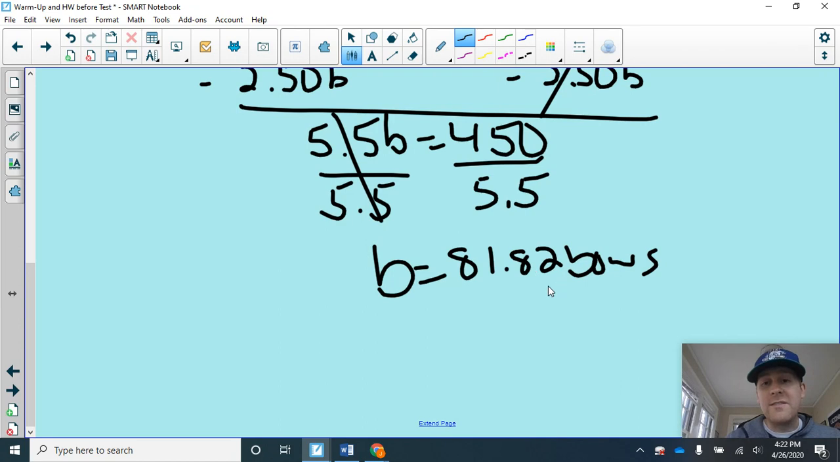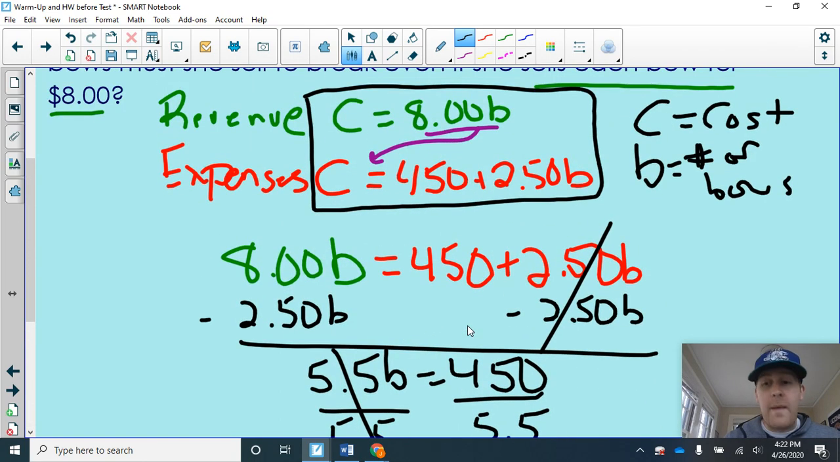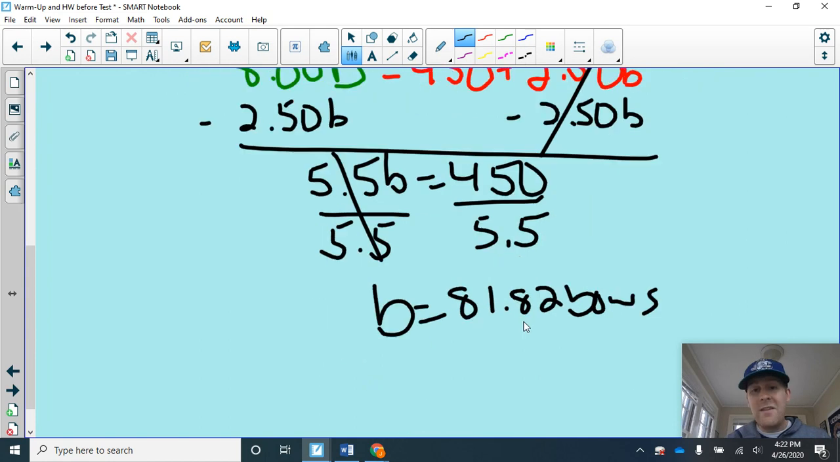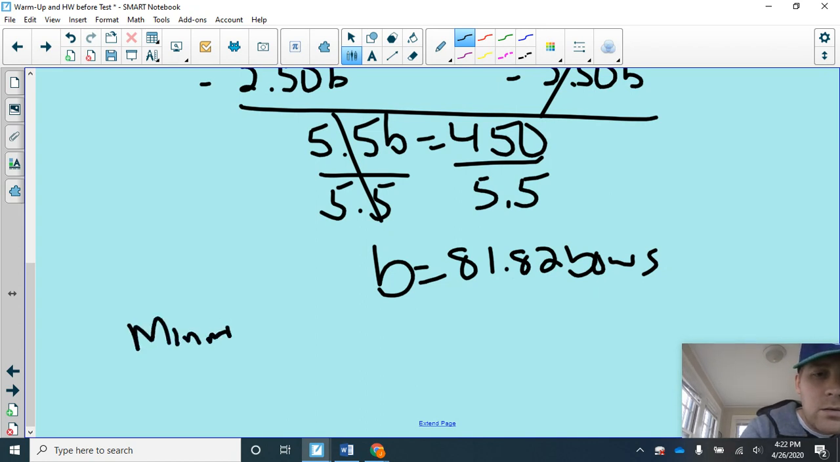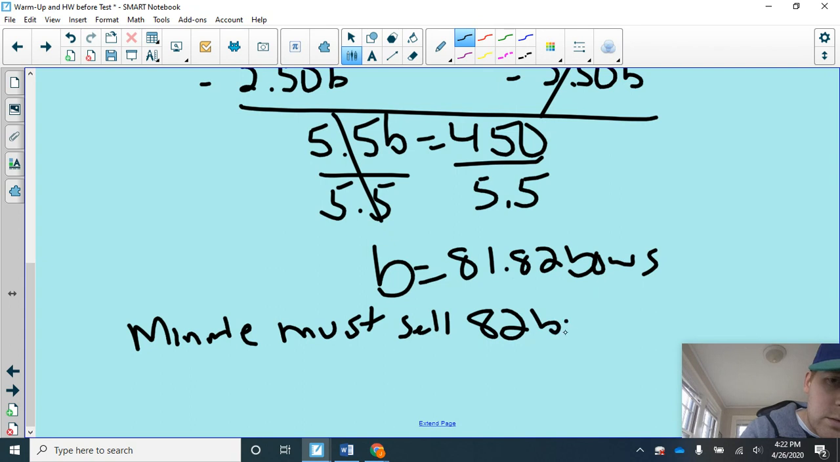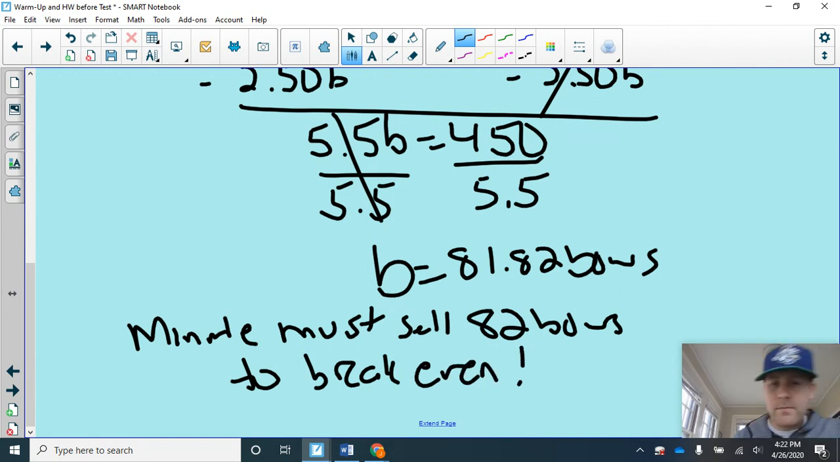So a break-even question is a very special time where no matter what, we always round up. So even if the answer here was 81.02, she would still have to sell the 82nd bow. But in this case, 81.82, we say, again, answer in words. So Minnie must sell 82 bows to break even. All right, there's our break-even question.